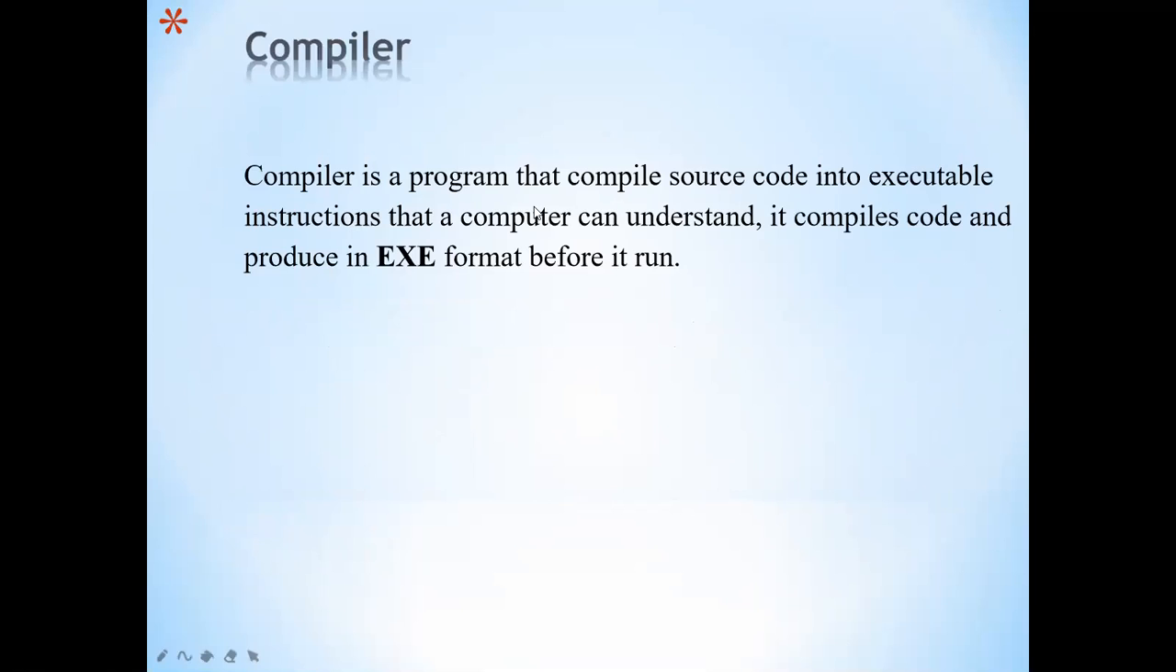Now, a compiler is a program that compiles source code into executable instructions that a computer can understand. Interpreter translates word by word; if there is any mistake in any word or command, it stops there. The compiler's output is given with the extension of exe. Exe means executable file.